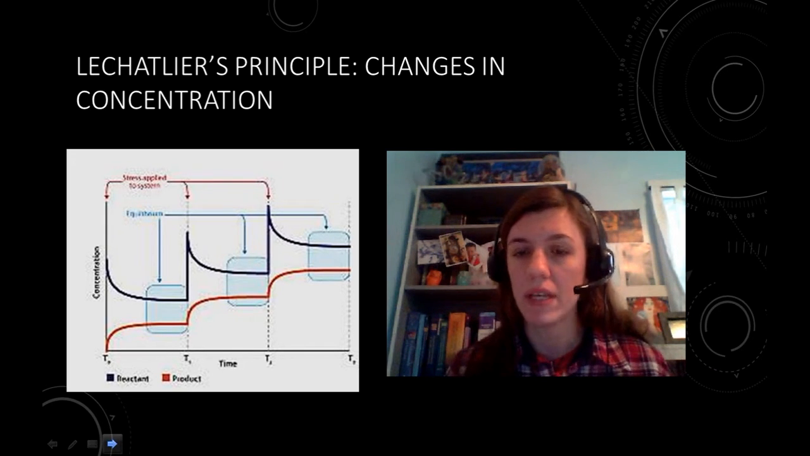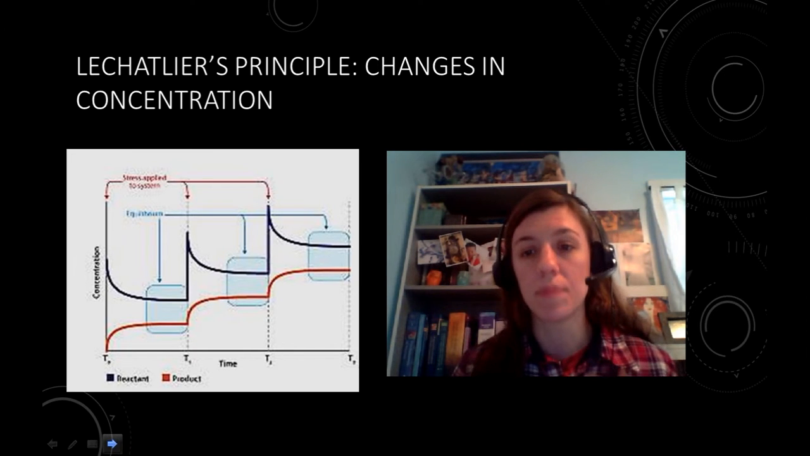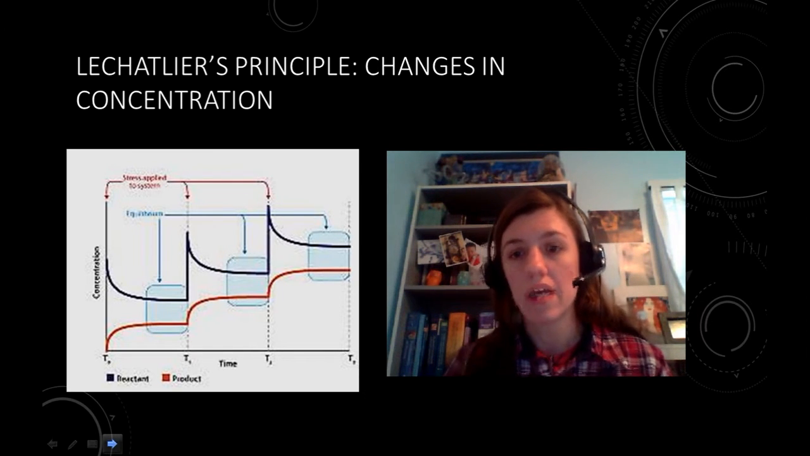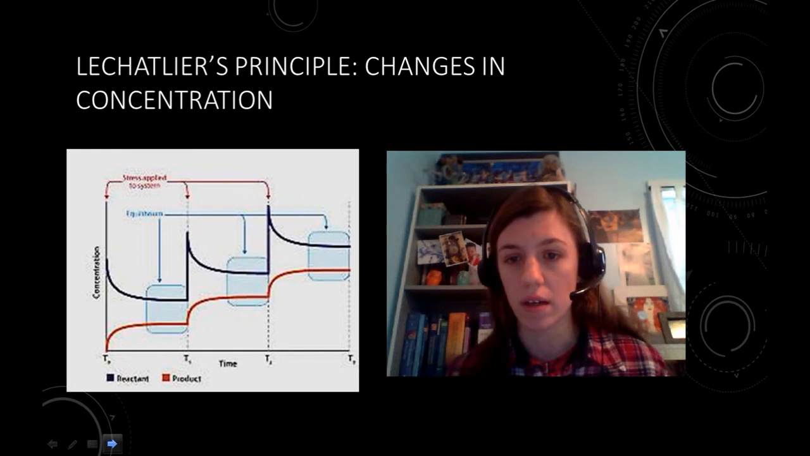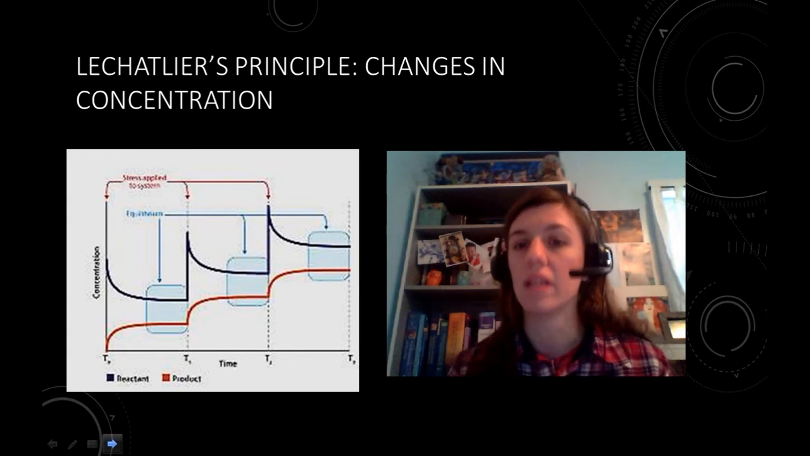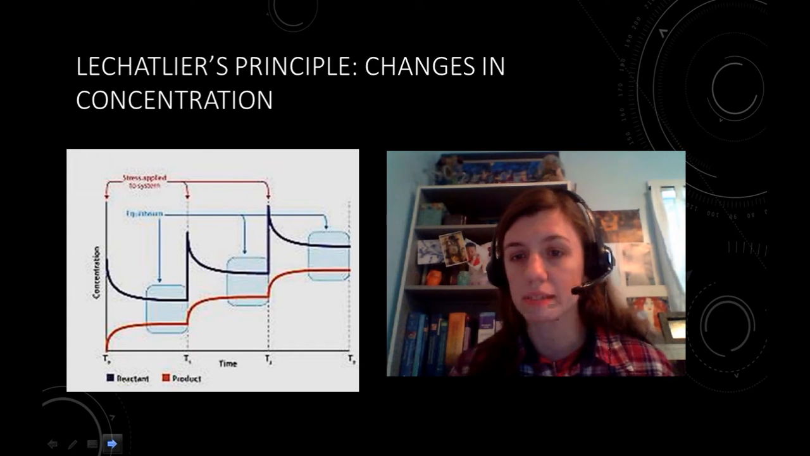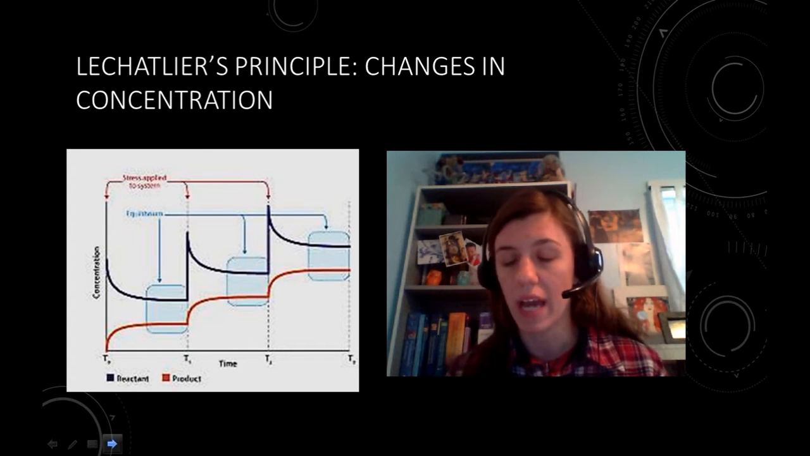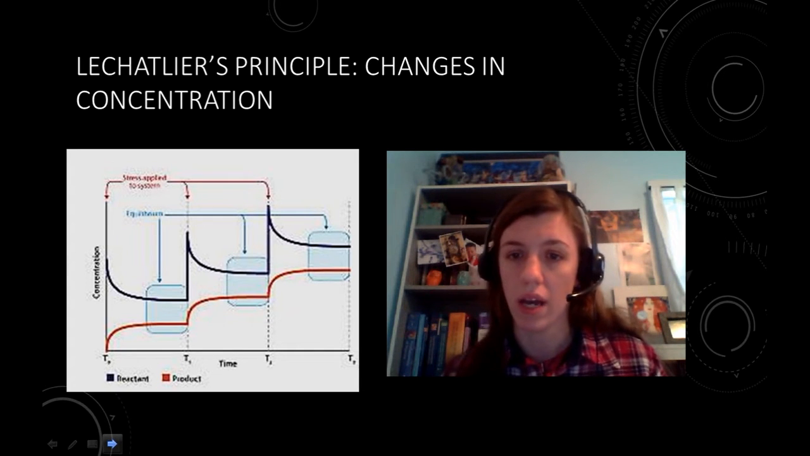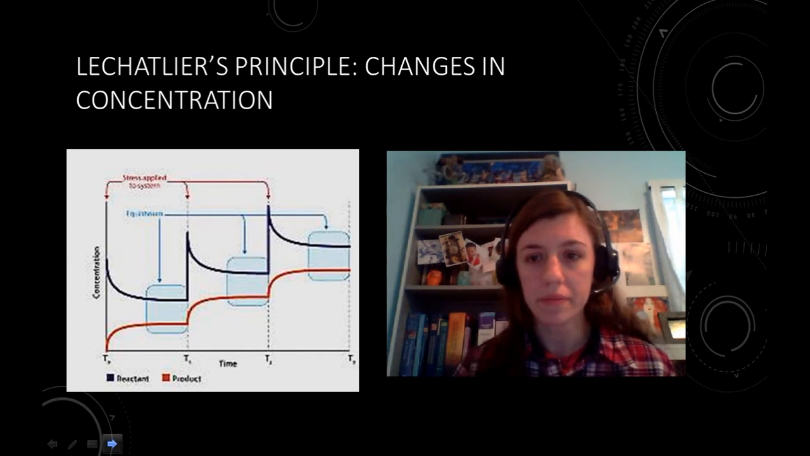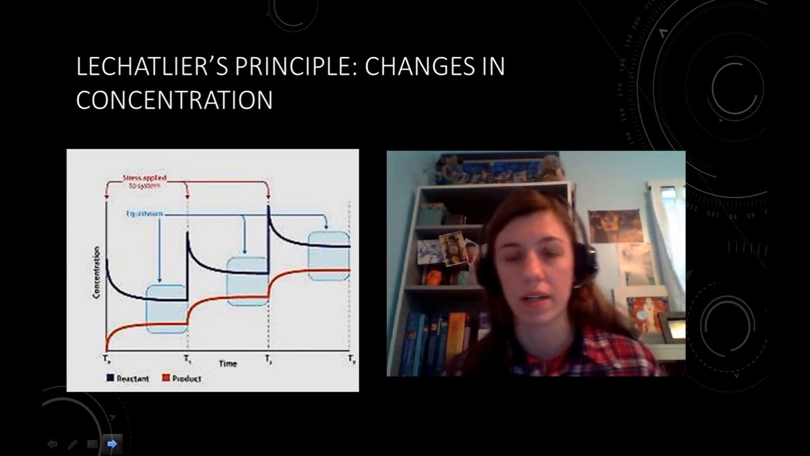And just to be clear, for the AP exam, they want you to explain this in terms of collisions. They do not want you to just say, because Le Chatelier's principle says so. They want you to explain there's with more reactants, there's more likely to have reactant collisions, therefore our forward reaction is going to happen faster. And we're going to shift toward the products.